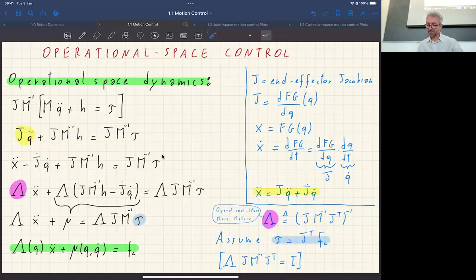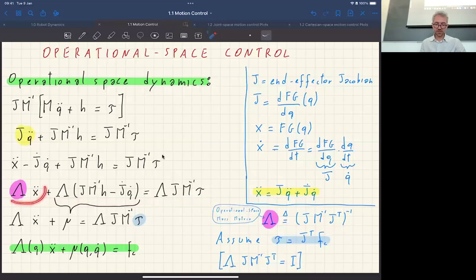And the way this matrix is defined is in the following way. So it's J times M inverse times J transpose, everything inverted. It's a bit convoluted. But that's basically the equivalent of the mass matrix in Cartesian space. If you do this multiplication, then you get this expression here.